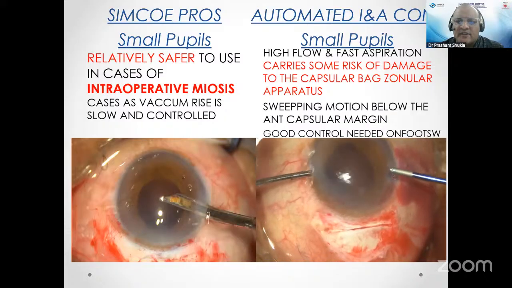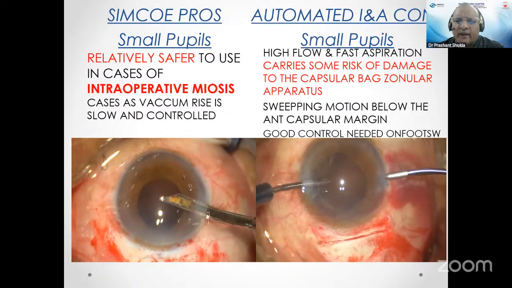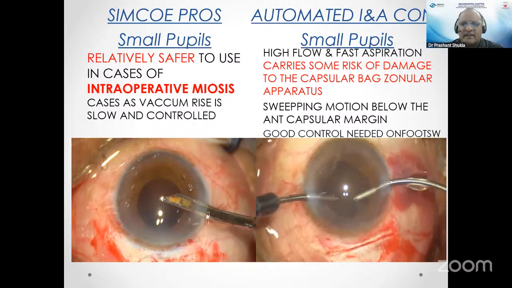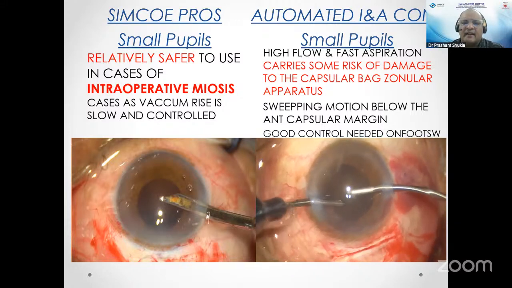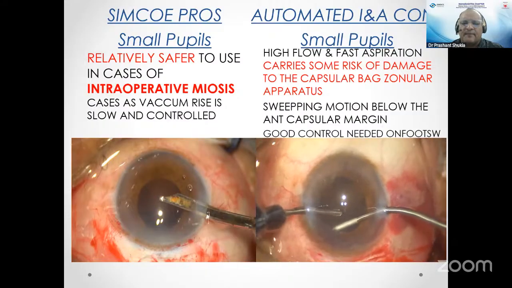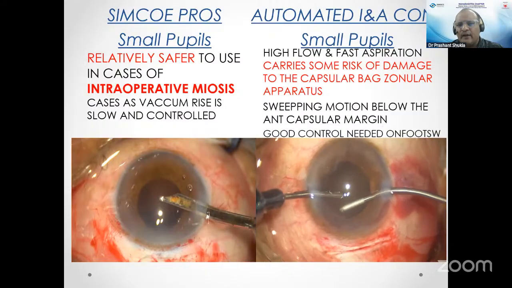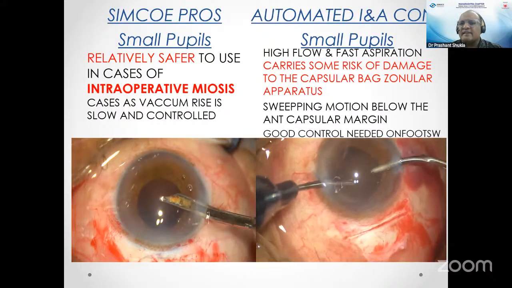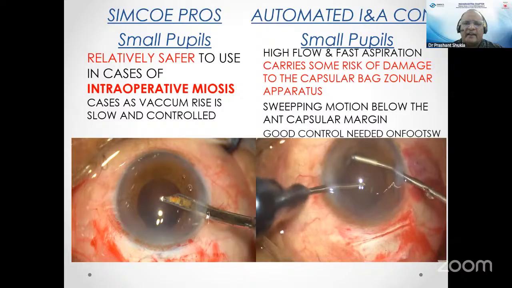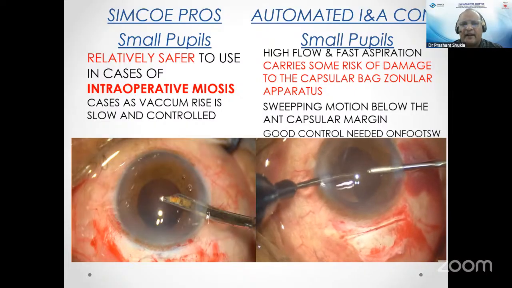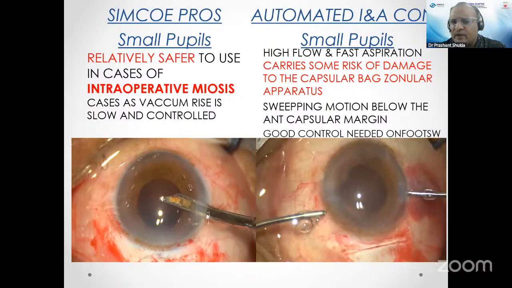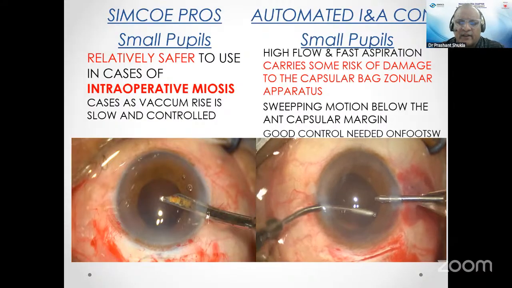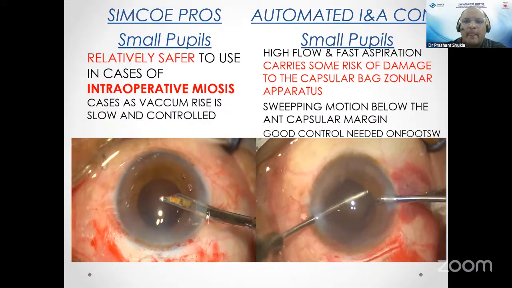The anteriormost leaflets of the cortical matter are just held near the pupillary margin, and a sweeping motion is done so that any chances of damaging the capsular margin is avoided. In a slow and controlled way we can also use the IA system, but it carries a certain risk of damaging the capsular bag and zonular apparatus, because the vacuum rise is fast, and by the time we get to know that we have caught the anterior capsule, the game is already over.